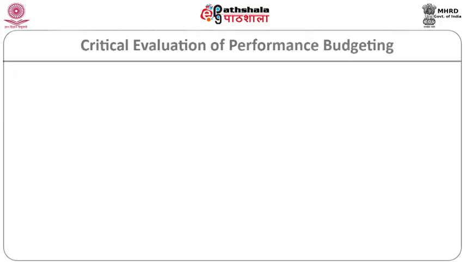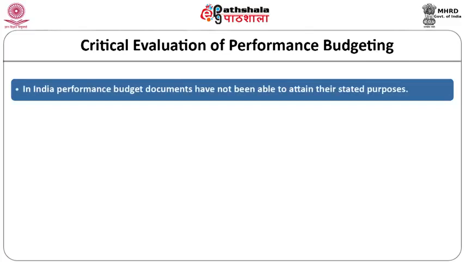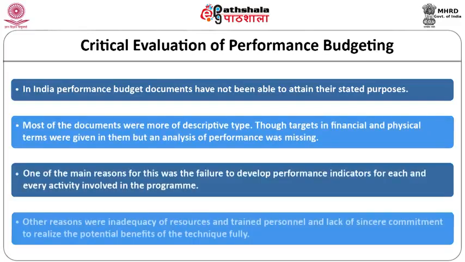And the seventh issue: in India, performance budget documents have not been able to attain their stated purposes. Most of the available documents are descriptive, and targets in financial and physical terms were given in them, but an analysis of performance is missing in all of those documents. These are the important issues which may be taken into consideration while analyzing performance budgeting.